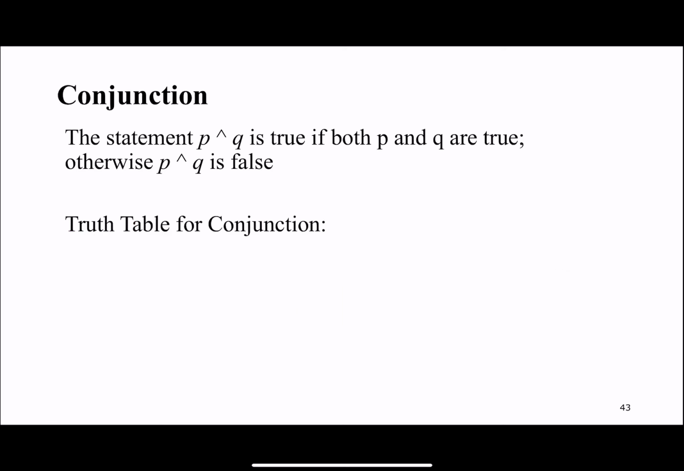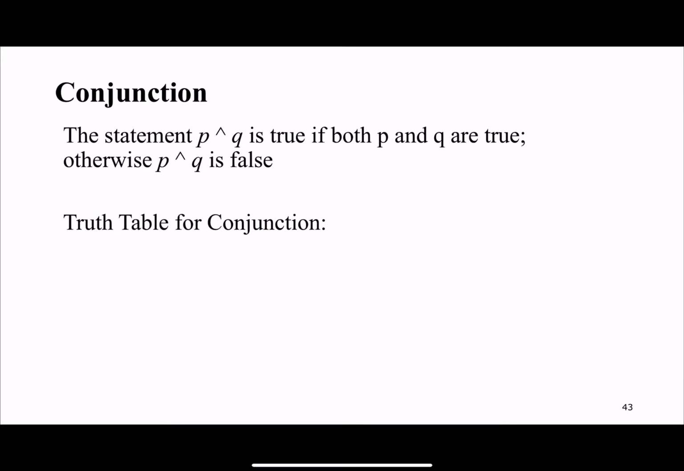Here we go. Okay. Now I'm gonna go back to the important statement that we talked about, okay? The statement P and Q is true if both P and Q are true. Otherwise, P and Q is false. So you have two statements, P and Q, right? We have conjunction and, combine them, P and Q. Okay, let's draw a truth table for that.